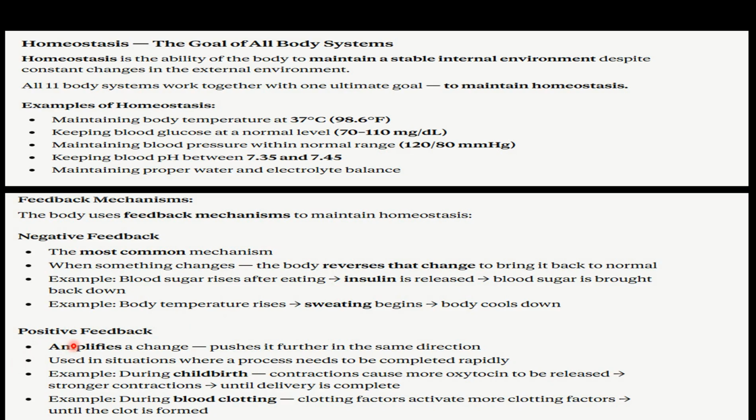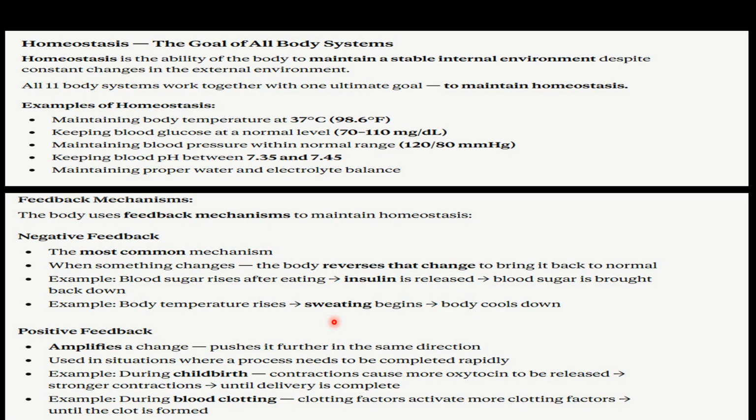Okay, next is positive feedback. It amplifies a change and pushes it further in the same direction, used in situations where a process needs to be completed rapidly. Example: during childbirth, contractions cause more oxytocin to be released, causing stronger contractions until delivery is complete. And during blood clotting, clotting factors activate more clotting factors until the clot is formed. So this is how the human body feedback mechanism works.